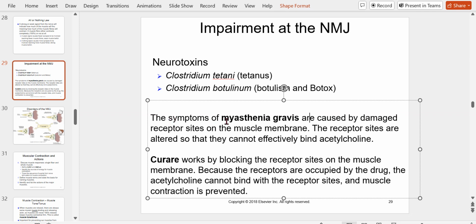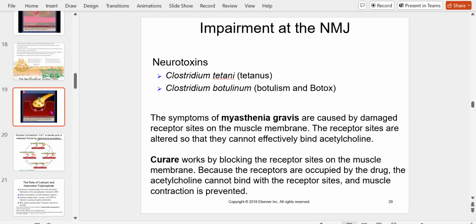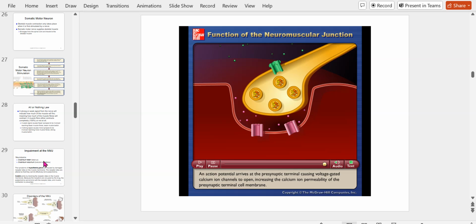The symptoms there of myasthenia gravis are caused by damaged receptor sites on the muscle membrane, okay? Again, are caused by damaged receptor sites on the muscle membrane. The receptor sites are altered so that they cannot effectively bind acetylcholine. So that's what we're talking about here, right? Acetylcholine is released. Okay, with this disease, these receptor sites are damaged, so the message doesn't get from the neuron to the muscle.